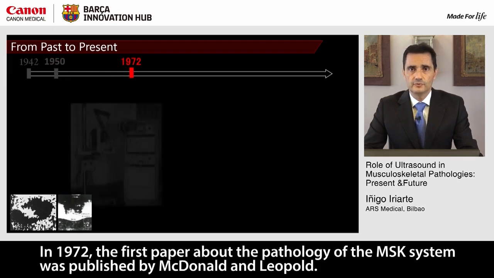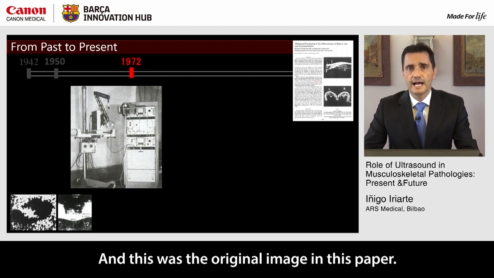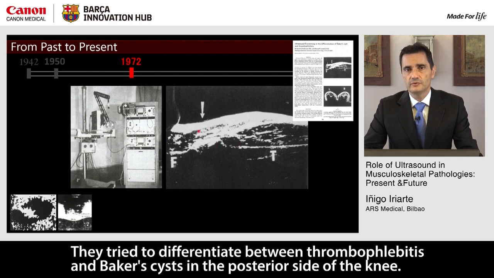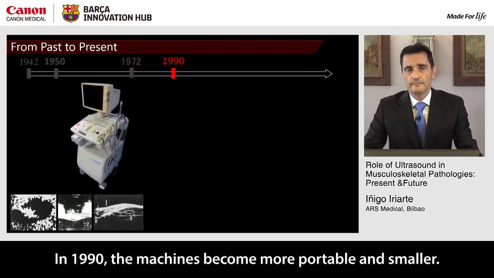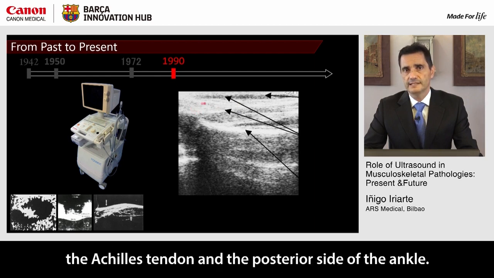In 1972, the first paper about pathology of the MSK system was published by McDonald and Leopold, and this was the original image in this paper. They tried to differentiate between thrombophlebitis and Baker's cysts in the posterior side of the knee. In 1990, the machines became more portable and smaller, and the image was also improved, distinguishing, for example, the Achilles tendon and the posterior side of the ankle.